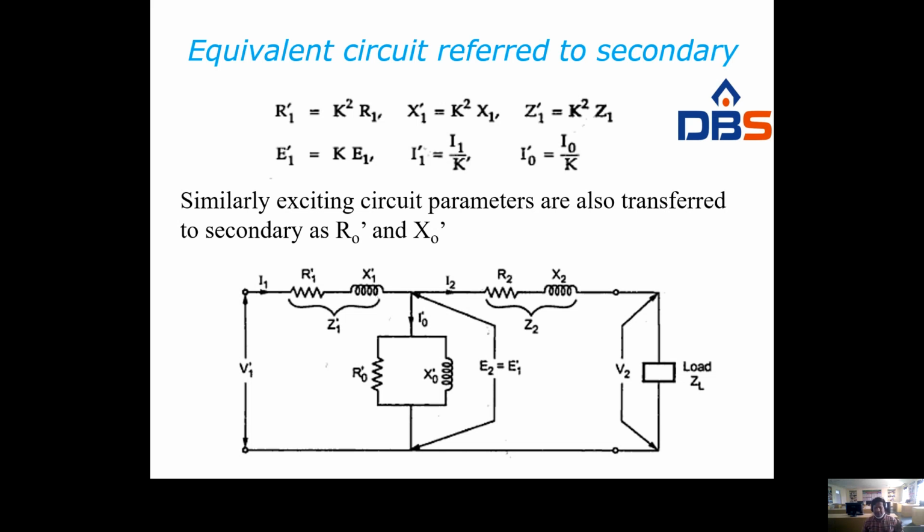The complete equivalent circuit may be reduced to refer to primary or it may be reduced to refer to secondary. So this is referred to secondary. That means we don't change the secondary resistance and secondary reactance R2, X2. We just transfer primary resistance R1 and primary reactance X1 into secondary, that is R1 dash, X1 dash, and the no load parameters R0 dash and X0 dash.